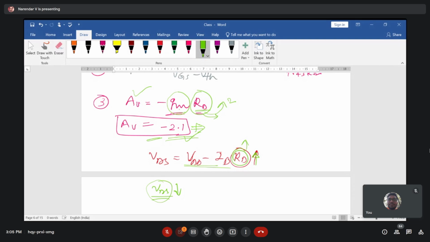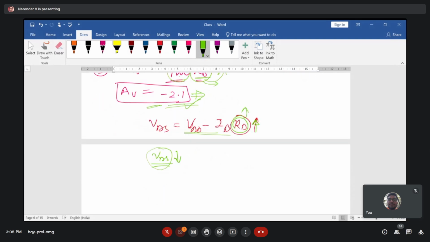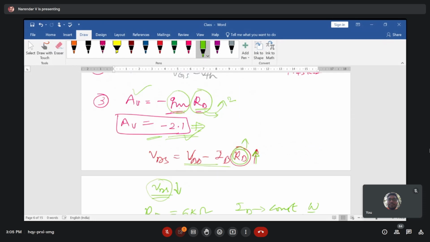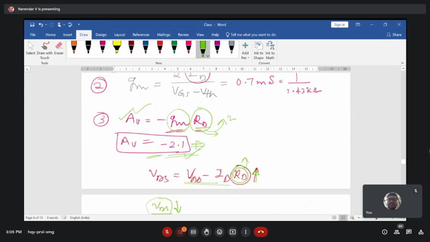So what we are trying to do is, instead of 3 kilo ohm, we make RD 6 kilo ohm, and then calculate the current. The current ID remains constant. We consider that the current is constant and W by L is constant, and just change the resistance value to twice the actual value, so that from the gain formula we can see that the gain can be doubled.